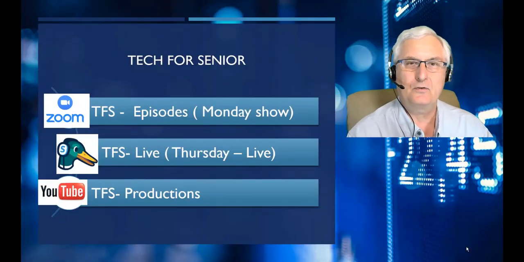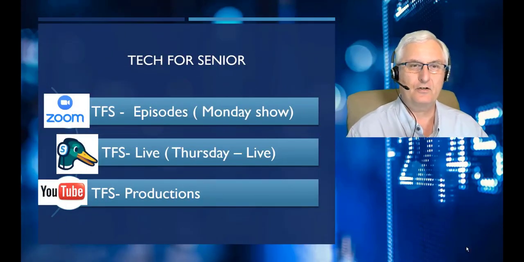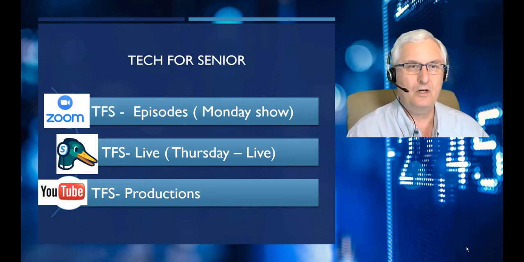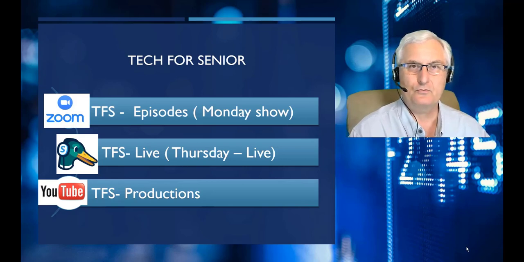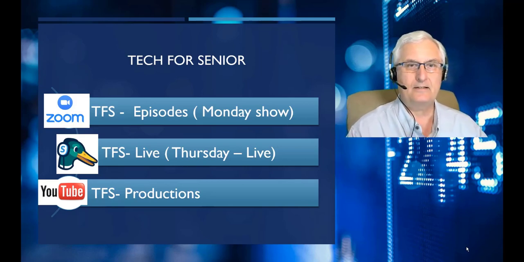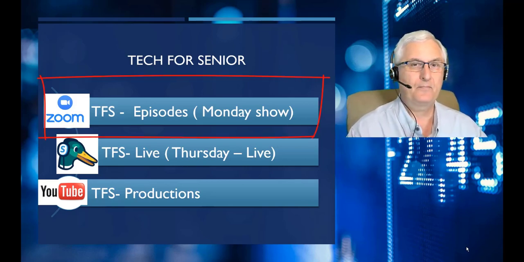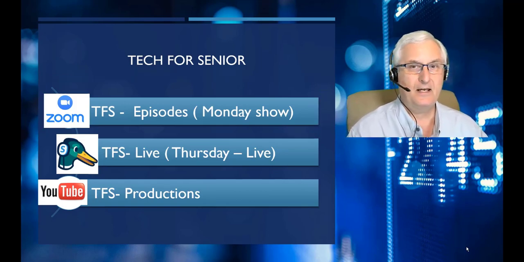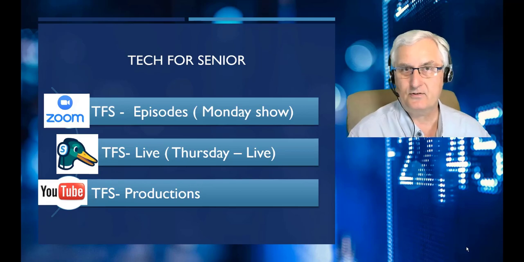All right, so let's talk about Tech for Seniors. We have 3 different sections. We, of course, have our Monday show, which is produced through Zoom. This is a weekly show. It's 1 hour. It starts at 9 o'clock Pacific time and runs with a question and answer at the end.